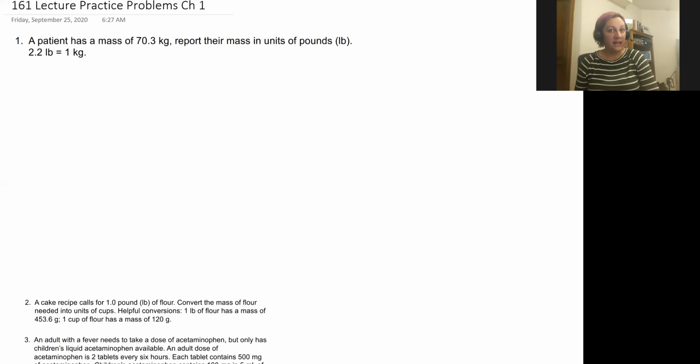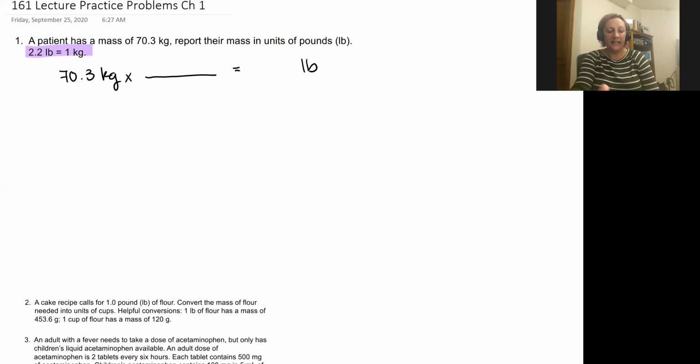So, our first one is looking at a patient that has a mass of 70.3 kilograms, and we need to convert this into units of pounds. And we're lucky we're given a conversion factor that actually converts between pounds and kilograms, which is hopefully going to be a shorter calculation. So I'm going to start with a piece of information that I know. I know the patient is 70.3 kilograms. I know I need to convert that, and I'm hoping it's one step. And that'll end up in a unit that's pounds.